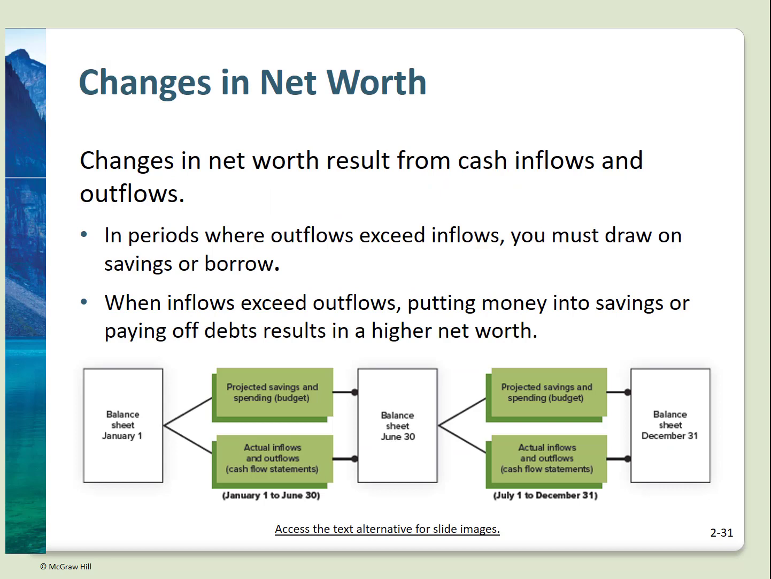Now that you've seen what a personal balance sheet looks like, it should be obvious. If your outflows exceed your inflows, you spend more than you make, then you'll have to draw on savings or run up your credit card debt, either of which will decrease your net worth. If your inflows exceed your outflows, then you have money to save, invest, or pay off debts. That will increase your net worth.